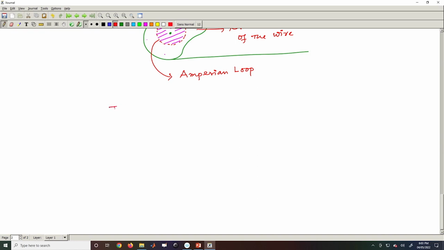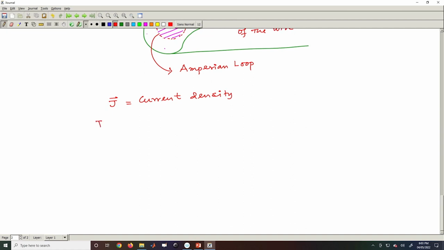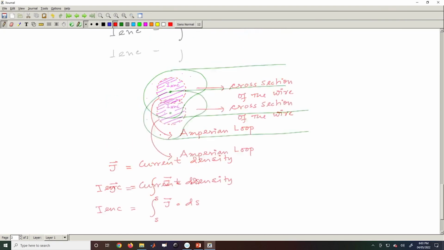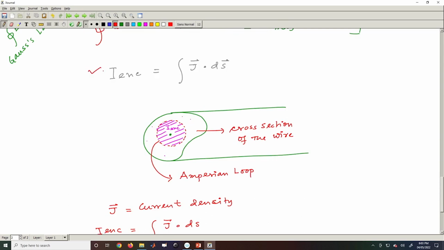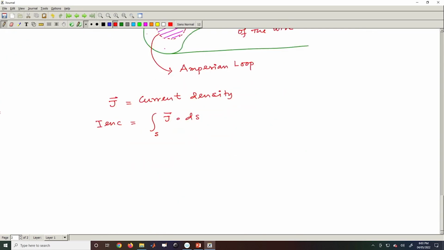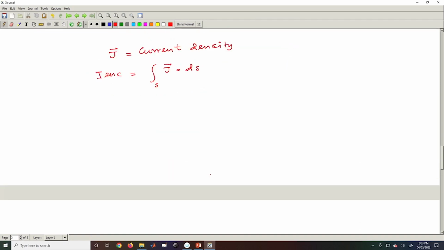Now, J is current density, and obviously if I know the current density, I can write the enclosed current as nothing but the integration of J dot ds over this region, and that is precisely what I wrote here, right. Now, let us exploit this expression to find out another form. The integral form is there, so I am going to exploit this.